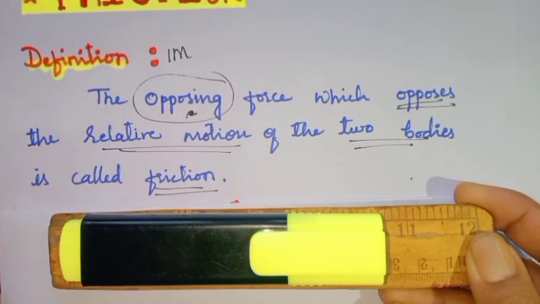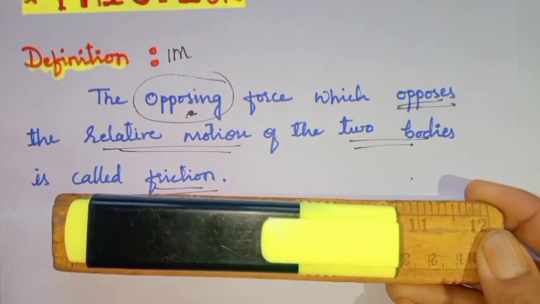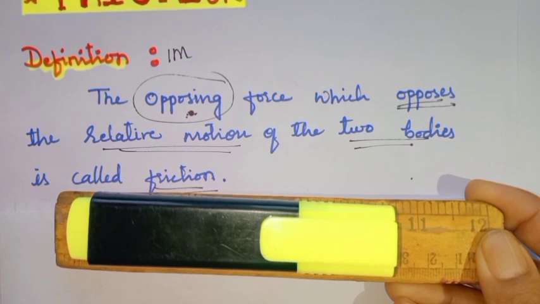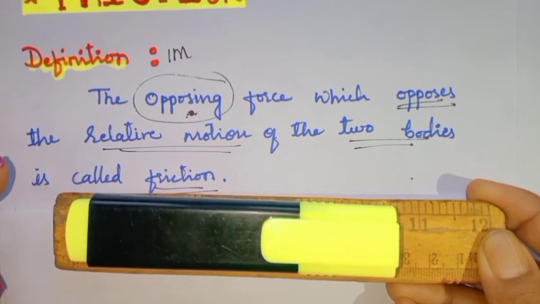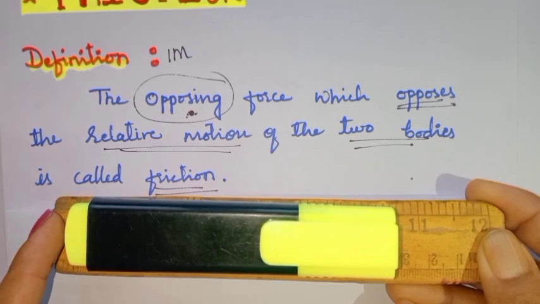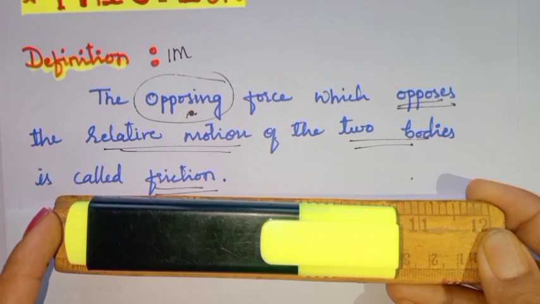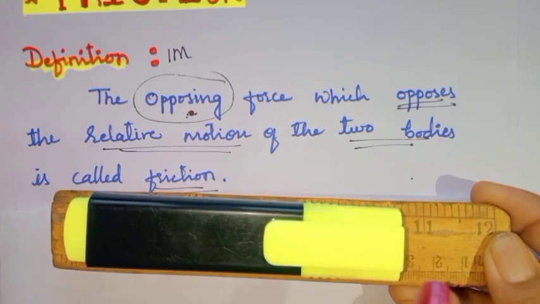Okay, understand clearly. Here I have taken two objects which are in contact. Now, frictional force is especially a contact force. So these two objects are in contact. Now I will apply the force horizontally. If I apply the force, the object is not moving. What is the reason? Here there is an opposing force for this object horizontally, right?